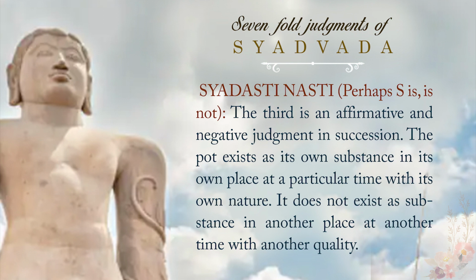The third is an affirmative and negative judgment in succession. The pot exists as its own substance in its own place at a particular time with its own nature. It does not exist as substance in another place at another time with another quality.